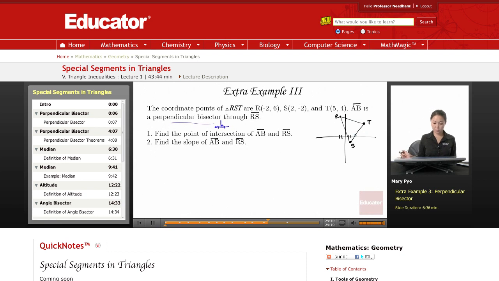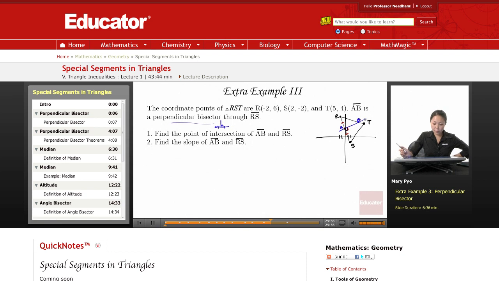AB is a perpendicular bisector through RS. That means my perpendicular bisector is through this side. Okay, that means this side is going to be the one that's perpendicular to it and that's bisected. So perpendicular bisector, which means it's going to look something like that. So it's perpendicular, right? And then this is going to be A and B. This point and this point.